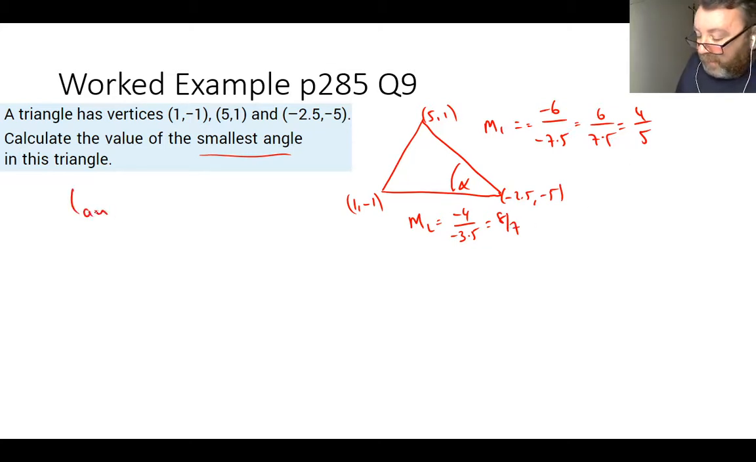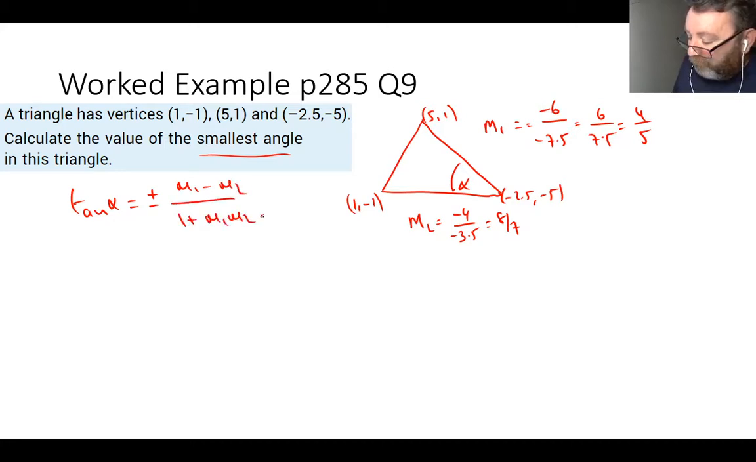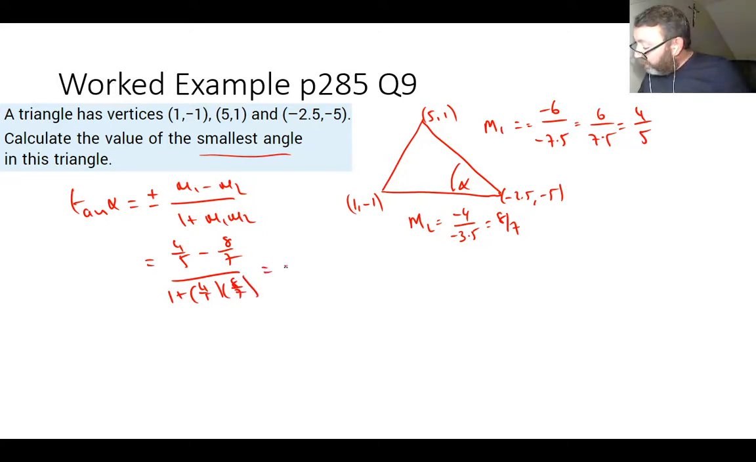Now, tan of alpha, and alpha is the acute angle in here, is equal to plus or minus m1 minus m2 over 1 plus m1 m2. So what does that become? Let's call this one m1 and m2. So we got 4 over 5 minus 8 over 7, over 1 plus 4 over 5 times 8 over 7. And guess what? The calculator will do it for you. Let's do the top line. We've got 4 over 5 minus 8 over 7. So the top line becomes minus 12 over 35.